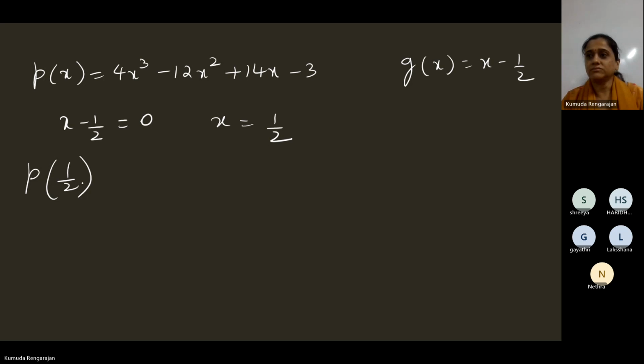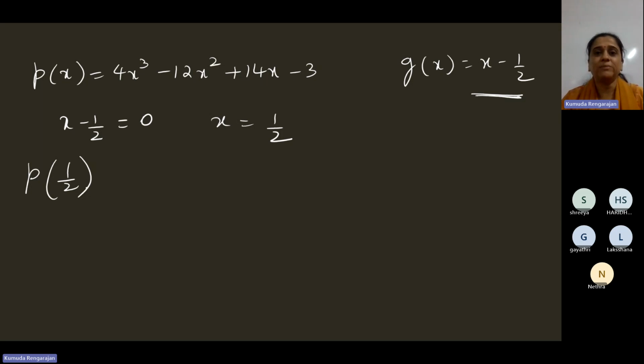This is the divisor, equated to 0, and find the value of x. x is half. Now come to the dividend. Find the value of the dividend when x takes the value half, 1 by 2. When x is 1 by 2, what's the value of the polynomial? That answer will be the remainder.